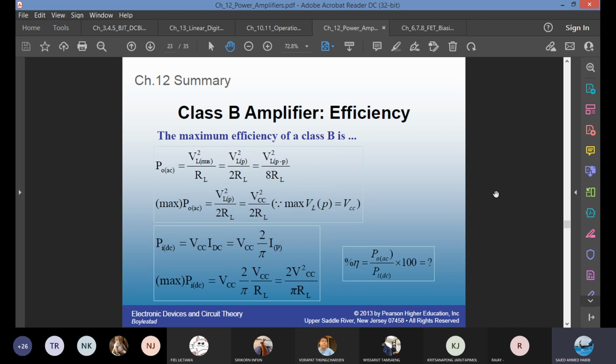The maximum efficiency equation is a bit different. This is the maximum efficiency. This happens only when the peak load voltage equals the applied DC bias VCC. Otherwise, you will not get maximum efficiency.